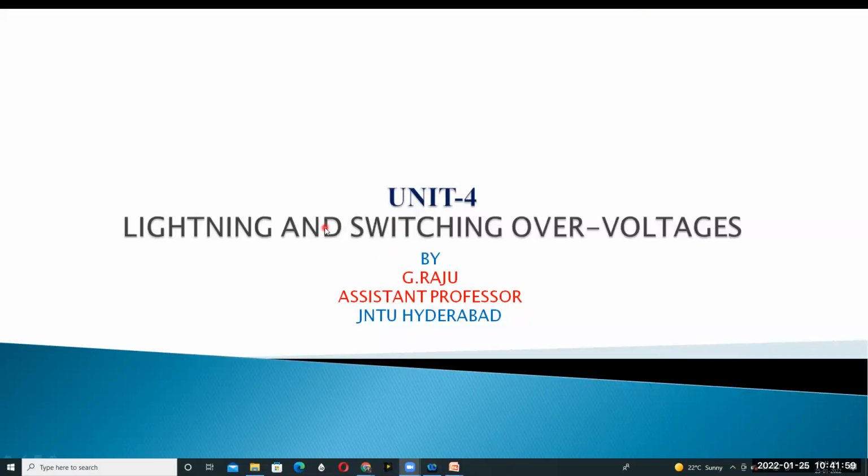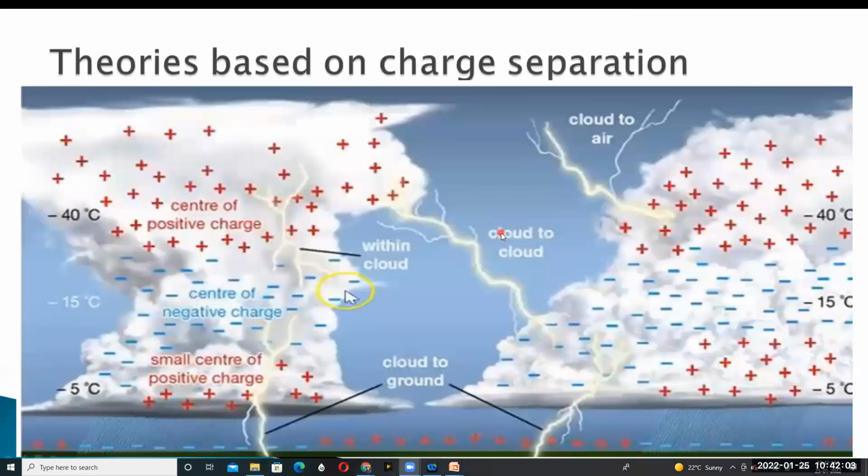So unit 4 covers lightning and switching overvoltages. First, we have to discuss charge formation in the clouds. Different types of theories are there, and based on them, we have to discuss how the charges form in the cloud. The lightning phenomenon is a peak discharge of the charge accumulated in the clouds.